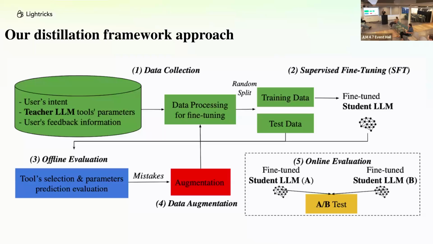Okay, so lastly, we have the online evaluation, where we get the two student LLMs. Here we actually determine which model is better. But we will go here only when we have a recommendation from the offline evaluation. Okay, so let's start with the data collection, the first step.